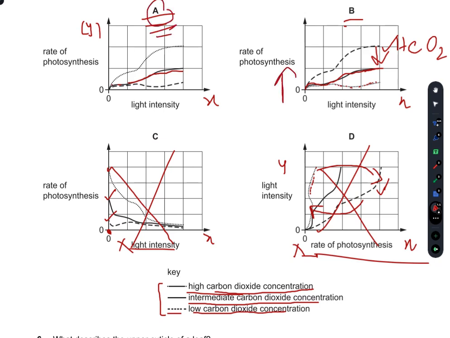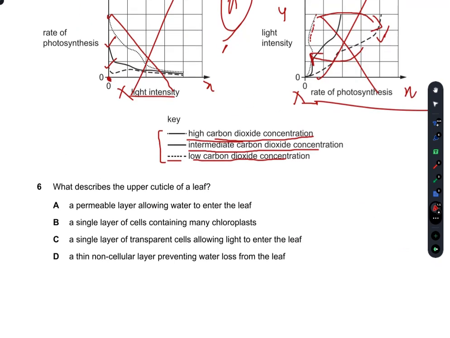In A, the rate of photosynthesis is greatest with the lowest concentration of CO2, is normal with intermediate CO2, and is slowest with the highest carbon dioxide concentration. So A is the right answer.